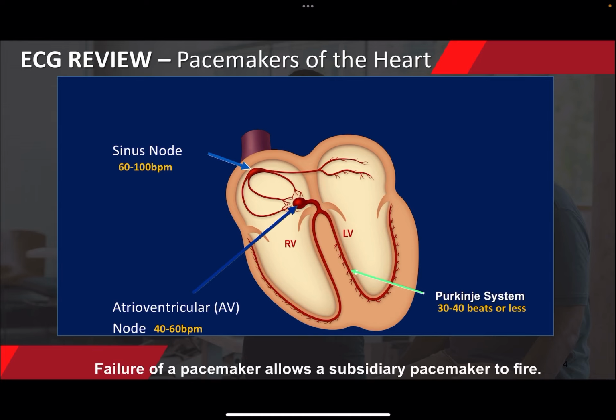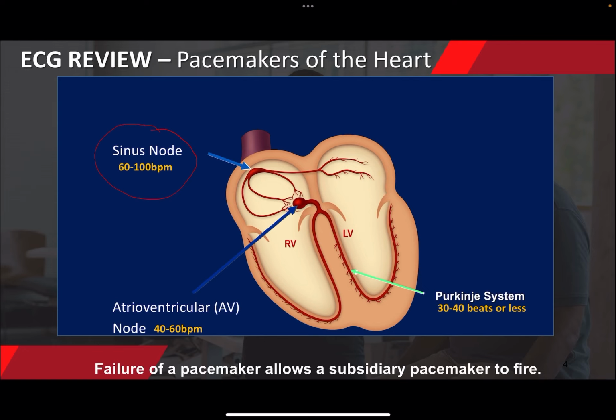If the impulse starts from the sinus node, you would see that the configuration would be complete. There's a P, there's a QRS, and there's a T. We call that sinus rhythm. If there's no delay, the configuration is complete, the rate is within 60 to 100, and the rhythm is regular, then that's a normal sinus rhythm.